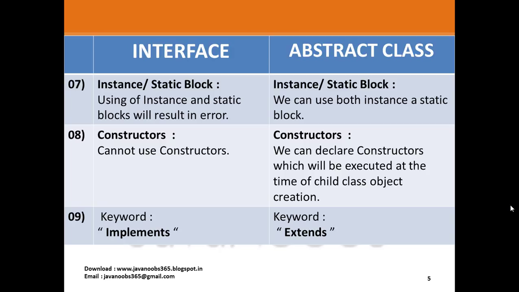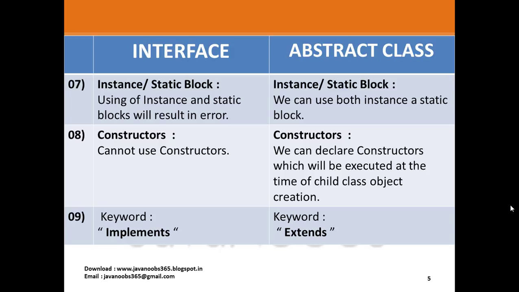Regarding constructors, we cannot use constructors in interface, whereas we can use constructors in abstract class. When we declare constructors, it will be executed at the time of child class object creation. So whenever the child class's object is created, at that point of time the constructor which we have declared will be executed. And the final difference, interface uses the keyword implements and abstract class uses the keyword extends.